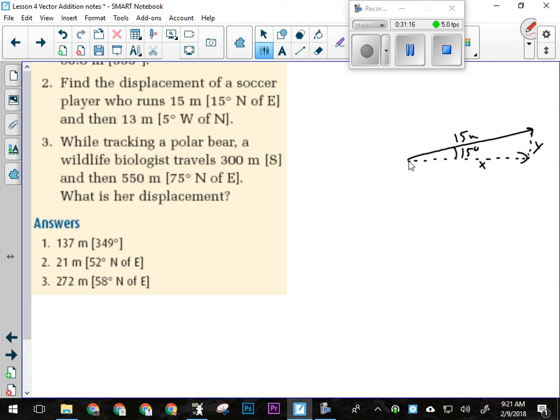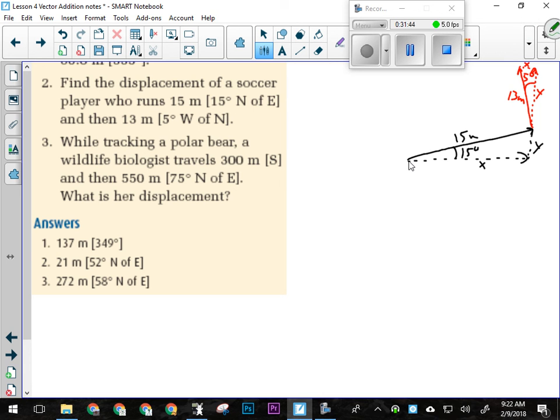Then the other part of it is west of north, but only 5 degrees west of north. So here's my reference line that is north, and I'm going to go just 5 degrees west of that. So here's x, here's y, and this is now 13 meters in length. This angle in here is 5 degrees. So there's what my diagram should look like.